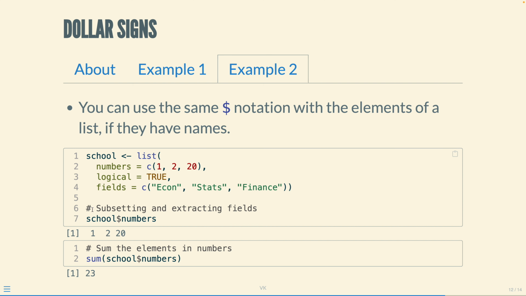Okay, if we want to extract numbers, then we can say school $numbers, and it's going to throw these numbers in the output. But if I want to sum the elements of the numbers, then I can just put the sum function and put school $numbers in the parentheses. And that gives you 23, which is the sum of these 3 numbers. So that's sort of how the $ works.